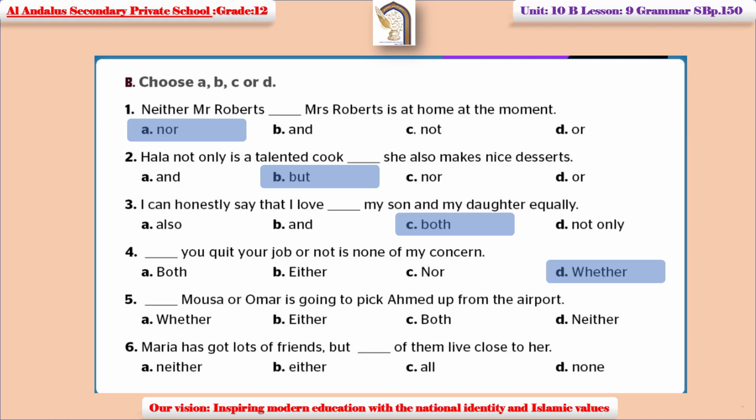Sentence 5. Musa or Omar is going to pick Ahmed up from the airport. That's correct. Either Musa or Omar is going to pick Ahmed up from the airport. And finally, Maria has got lots of friends, but none of them live close to her.